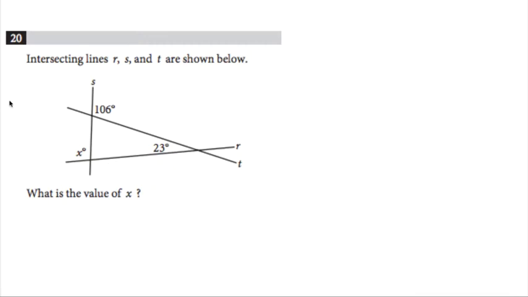Hi everyone, it's Coach Fred here, and I'm going over practice test 5, math non-calculator number 20. Last question on the test, so it tends to be more of a difficult level. And in looking at this, I can tell it's a geometry problem.